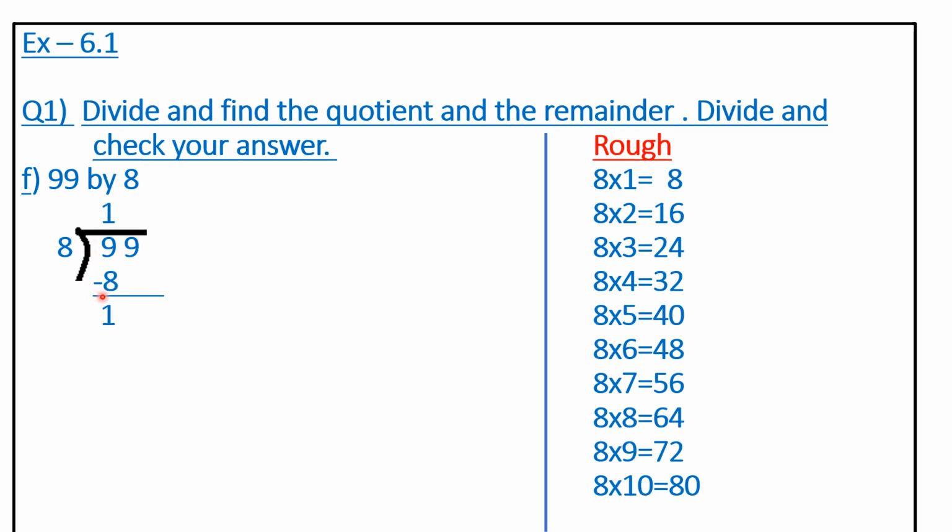Now you do your subtraction. 9 minus 8 is 1. Now what will you do? Yes, you will copy this digit. Yes, 9 you will copy here. So you will mark an arrow sign here and then we will copy here 9.